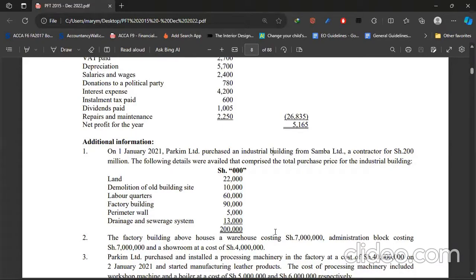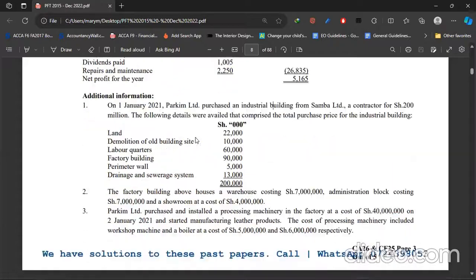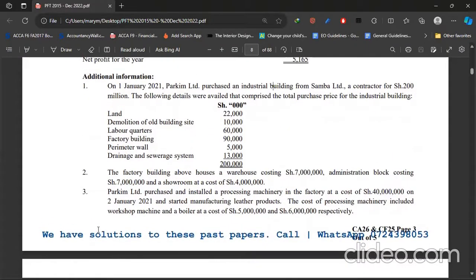Two, the factory building above houses a warehouse costing 7 million shillings, an administration block costing 7 million, and a showroom at a cost of 4 million. Third, Parking Limited purchased and installed processing machinery in the factory at a cost of 40 million shillings on 2nd January 2021 and started manufacturing leather products. The cost of the processing machinery included a workshop machine and a boiler at a cost of 5 million and 6 million, respectively.